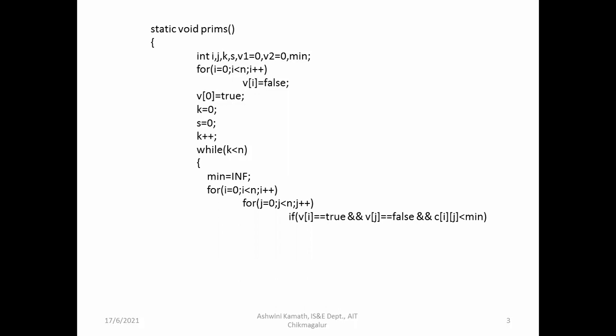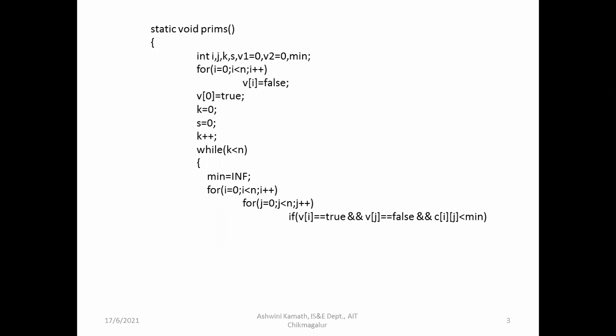i represents the vertex from the tree and j represents the vertex from the graph. v of i is equal to true means the vertex is present in the spanning tree. We should not consider that in the next iteration. That means we should not add it again to the spanning tree. It is not required, right? It is already present in the spanning tree.